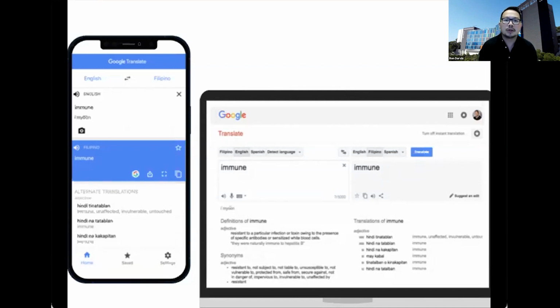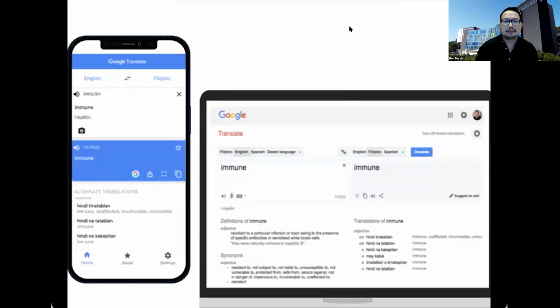And it also even allows you to look at definitions of immune. So in that case, when it comes to the browser, looking at it from a screen that is much bigger, it directs you to a lot more information that enables language learning, right?